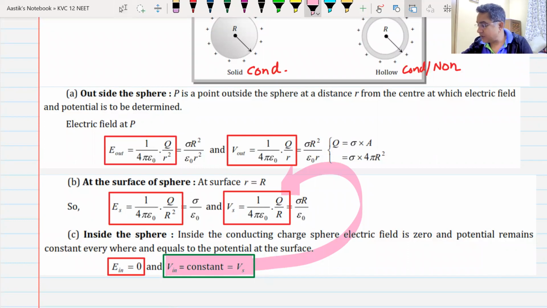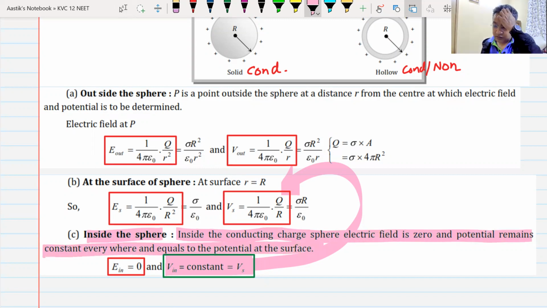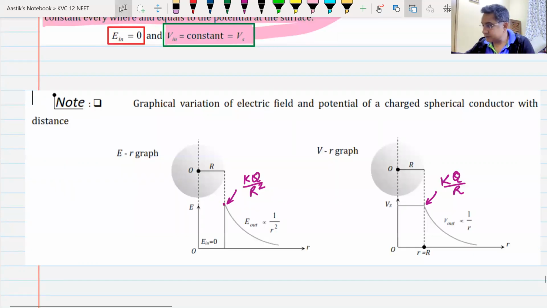We have written this point inside the sphere. Inside the conducting sphere, electric field is 0 and potential remains the same, and it is equal to the potential on the surface. We had written this. We had also drawn this diagram, beta.